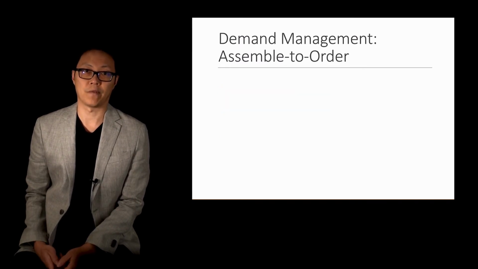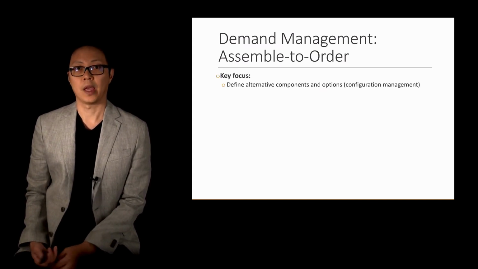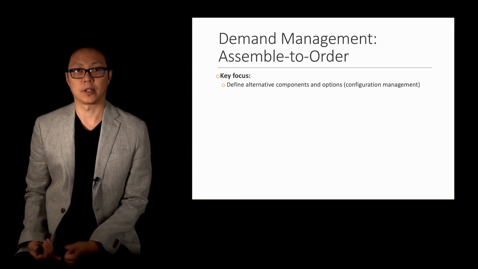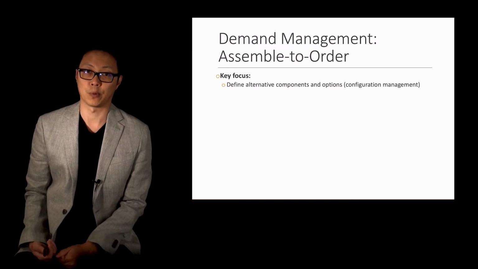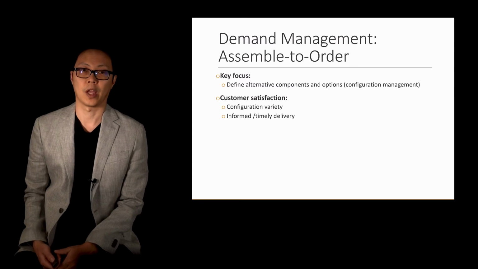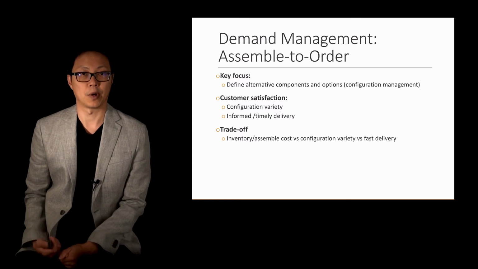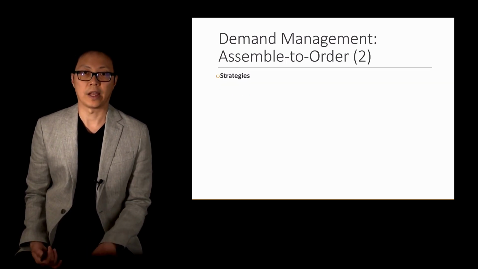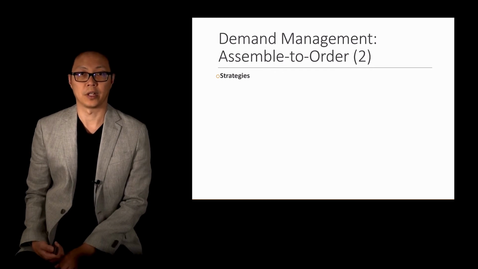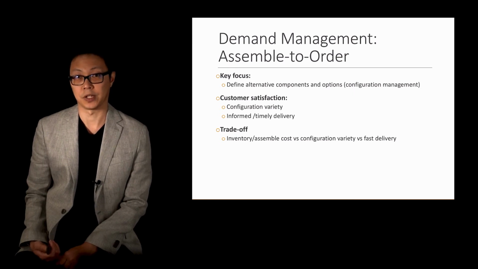For the assemble-to-order environments, the key focus is to define options available to customers, and whether customers are happy or not depends on whether you can provide lots of different configurations or whether you will be able to deliver the product they want on time. So the main trade-off for the assemble-to-order environment would be assembly cost, configuration variety, and delivery speed. When you provide more options to customers, likely your cost will be higher and the delivery time will be much longer. However, you will be able to satisfy the customer much easier.